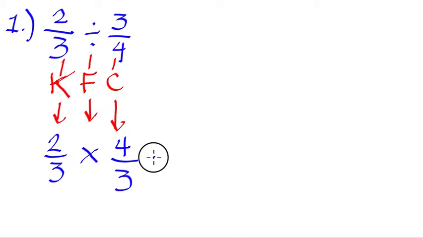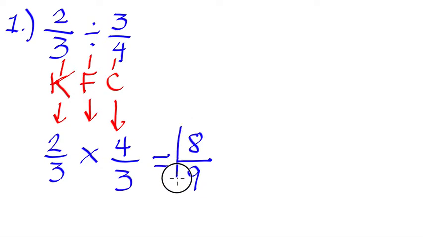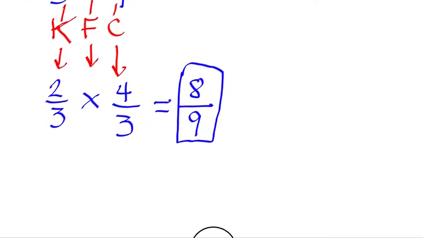By the rules of multiplication, multiply numerator to numerator and denominator to denominator. So 2 times 4 is 8. 3 times 3 is 9. Can we still simplify this? No, we cannot simplify this anymore. So this is our answer for number 1, 8 over 9. Again, don't forget the keep, flip, and change. Okay, for our next number, number 2.